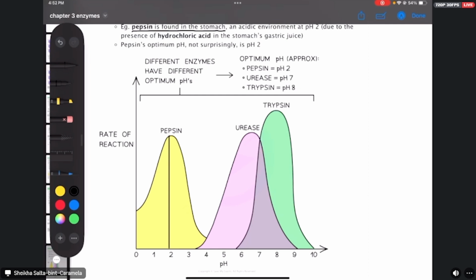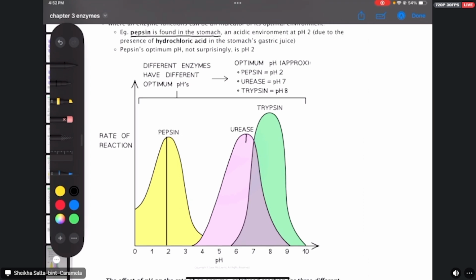And then urease is found inside your, I think, intestines, probably. This works best at pH 6 or somewhere in between. And then trypsin works best at 8.5, which is more alkaline. And if it becomes more alkaline, the OH negative ion concentration increases, and then it just denatures.